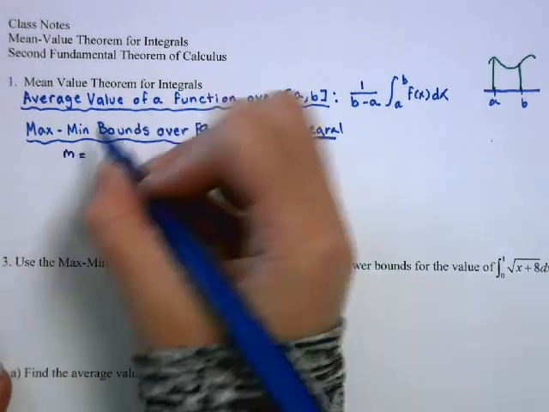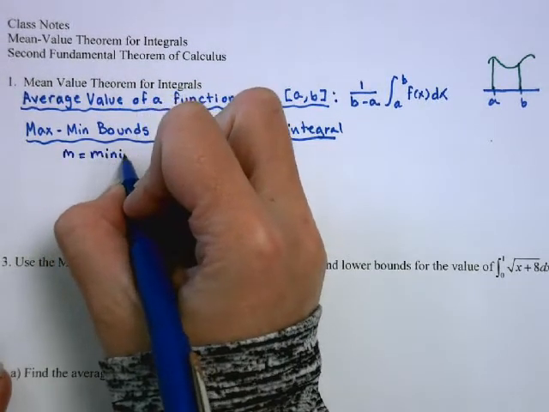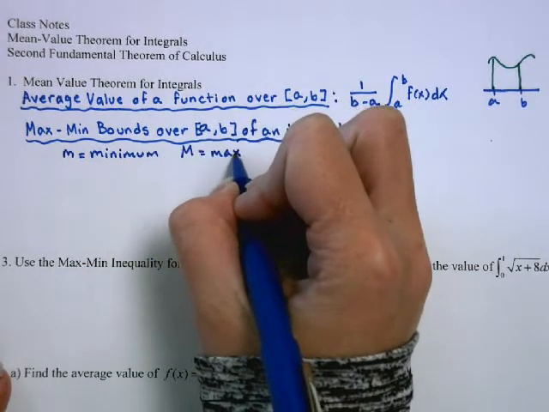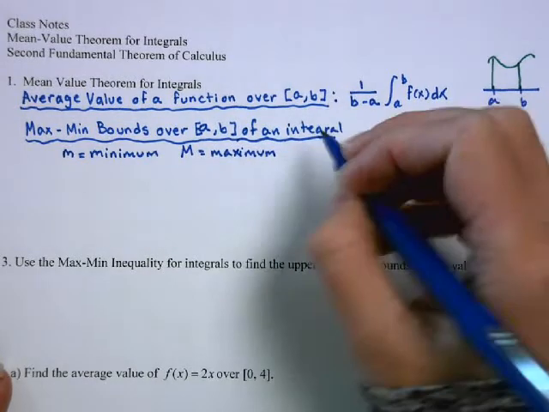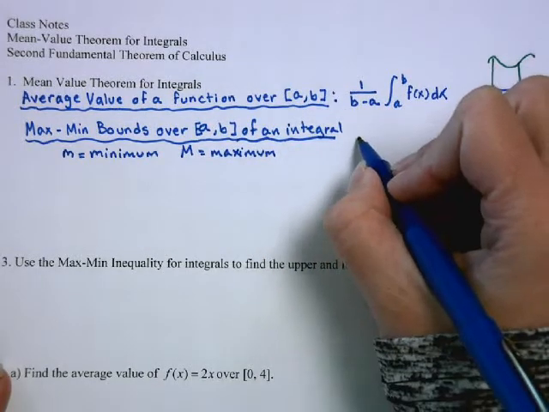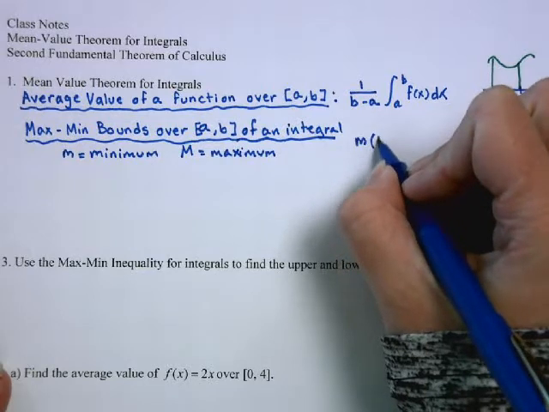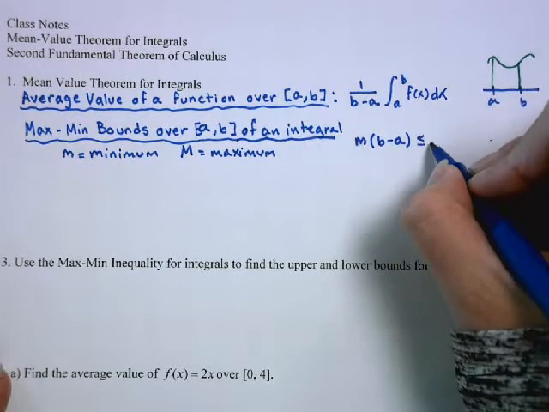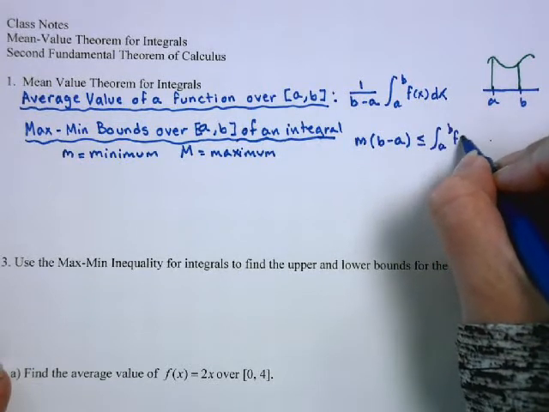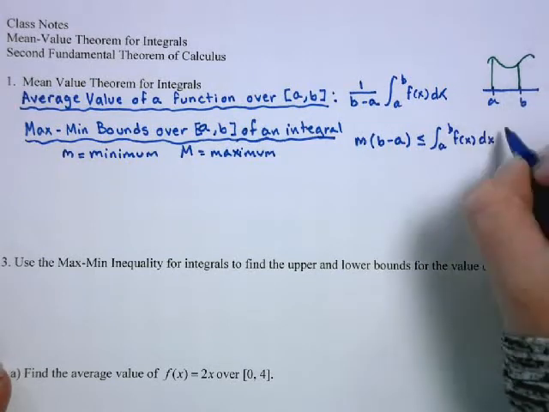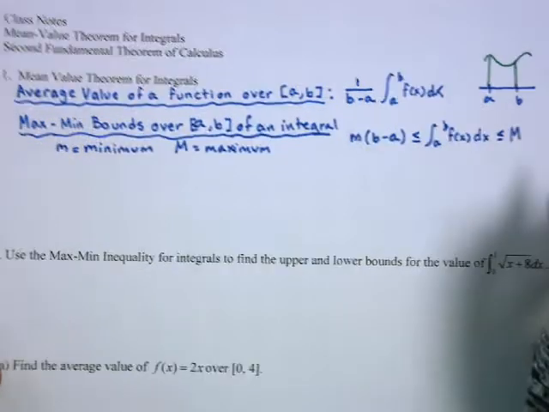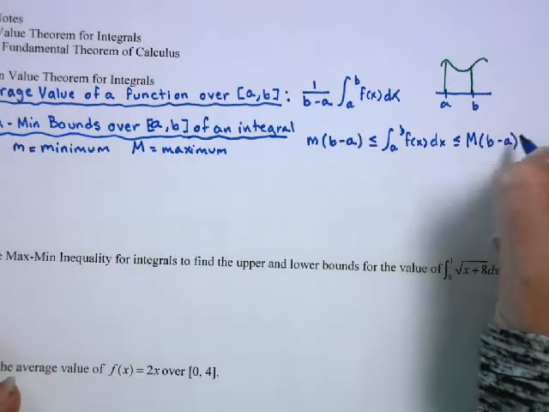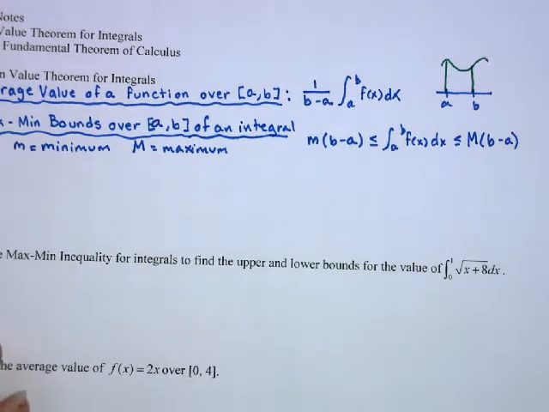So if little m is the minimum, and big M is the maximum, then the little rectangle, which was m times b minus a, the area of that is less than or equal to the integral from a to b of f of x, which is less than or equal to the big rectangle, which was big M times b minus a.